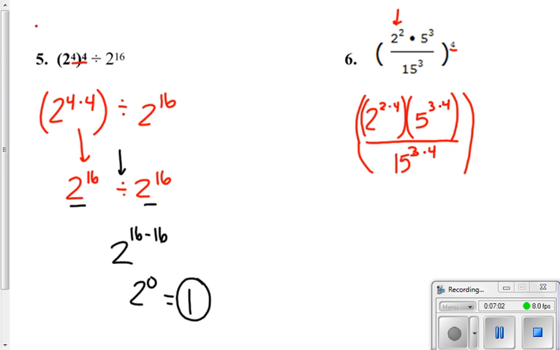Now do all of your computation. When you do your computation here, we would get 2 to the 8th power, 5 to the 12th power, all over 15 to the 12th power. Now everything looks like it should be able to be completed and done here. It's not. What you need to do is almost prime factorize the bottom, because we can reduce this even further.